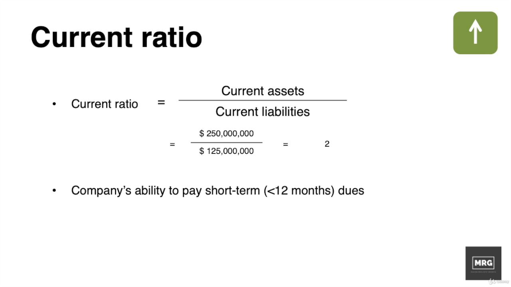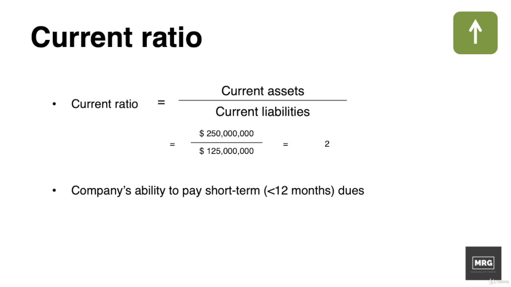Before we go any further, I just want you to take note of the top right corner of each slide moving forward. You will see a green box with an arrow pointing upwards or downwards. If the arrow is pointing upwards, for that ratio, the higher the number or the value, the better it is. And if it's pointing downwards, the lower the value, the better it is.